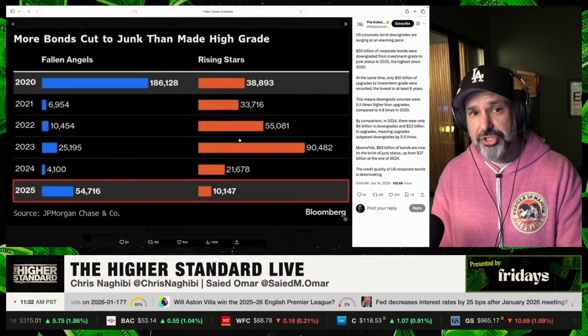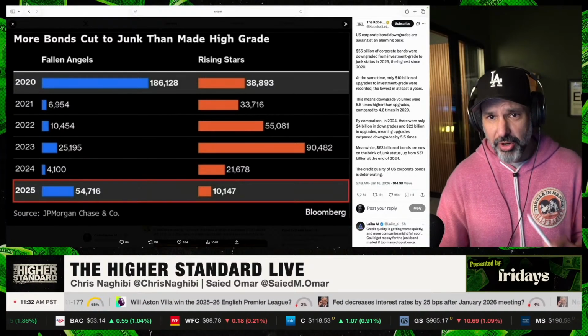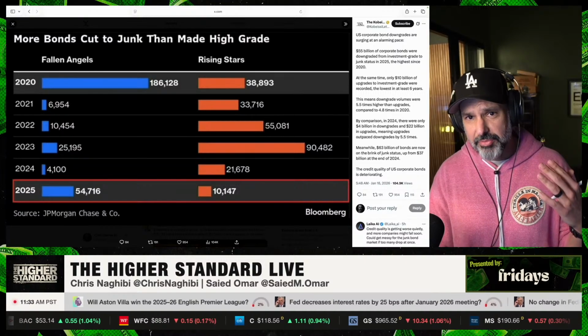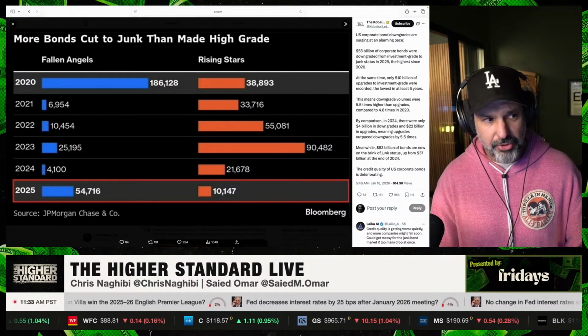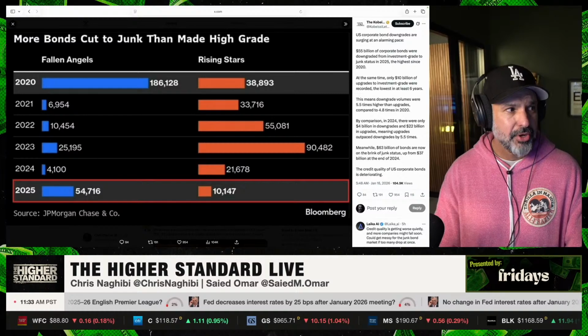Kobeissi Letter: U.S. corporate bond downgrades are surging at an alarming pace. 55 billion of corporate bonds were downgraded from investment grade to junk status in 2025, the highest since 2020. I have long worried on the show that the bond market is going to take a real meaningful hit here, going all the way back to when Jane Fraser, the CEO of Citi, pulled out of the muni bond market. I thought the bond market was going to get flooded because they started to sell that entire portfolio. I still think that is likely to be a very big impact on the economy over time.